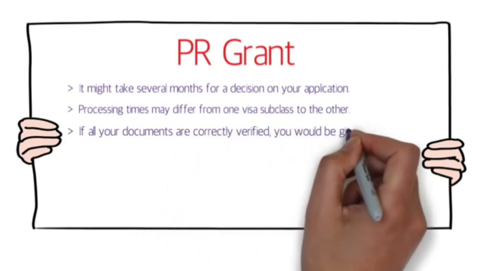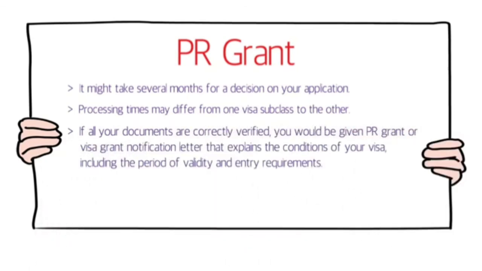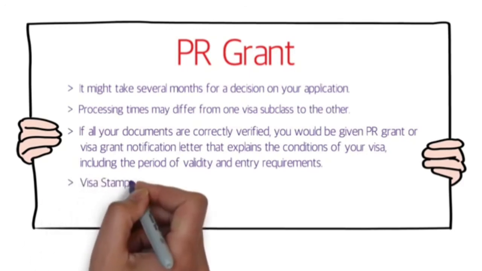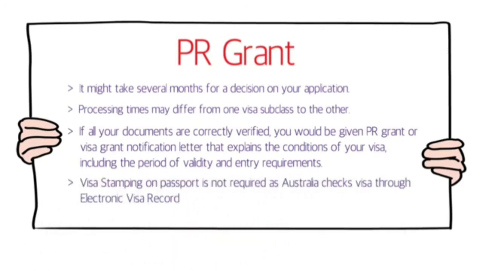If all your documents are correctly verified, you would be given a PR grant or visa grant notification letter that explains the conditions of your visa, including the period of validity and entry requirements. So you'd be given a timeline. By the end of that validity period, you have to reach Australia, landing in Australia for the first time at least. You can come back obviously, but you have to land there for the first time within that period. Also, visa stamping in the passport is not required, like in the case of Canada. It's not required here as Australia works on e-visas now, and your visa would be checked through an electronic visa record.